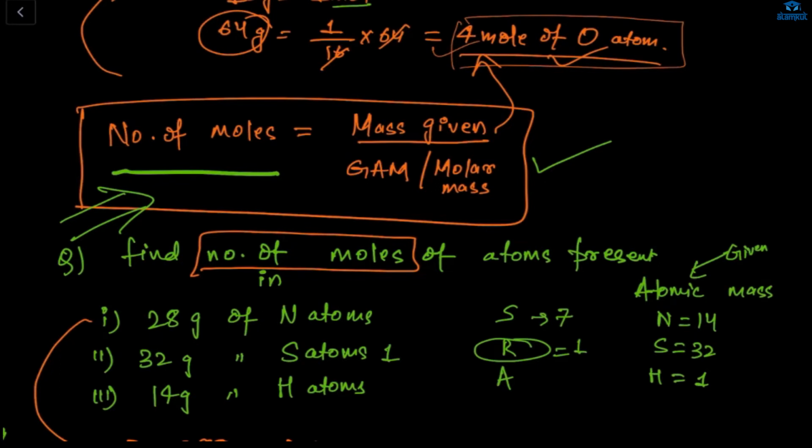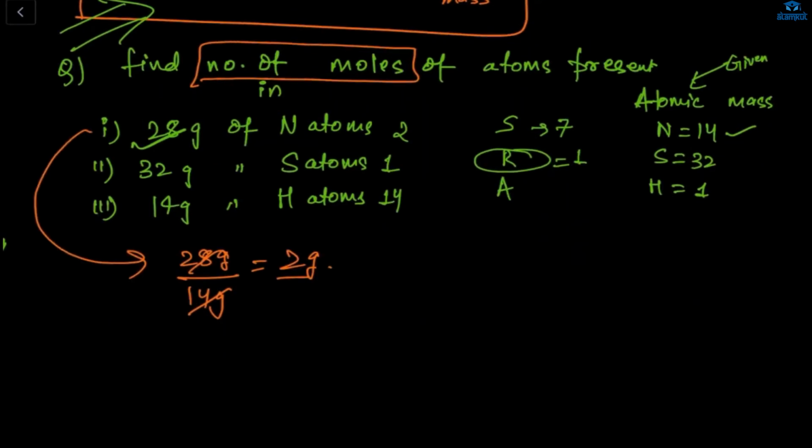Yes, it's 2. And for the third one, ma'am, it's 14. Yes, correct. So simple, na? Your mass is already given, 28, and your molar mass is also given. So 28 divided by 14, 14 twos are 28. 32 divided by 32 is 1, and 14 divided by 1 is nothing but 14 only.